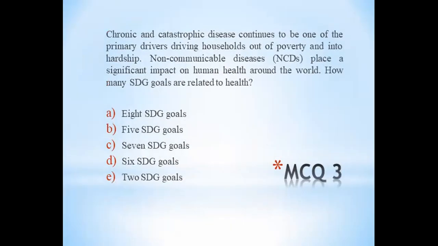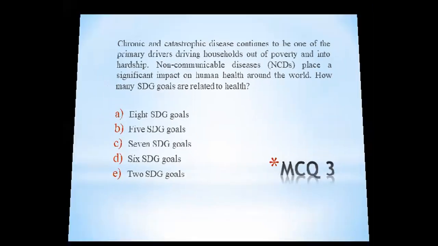MCQ 3. Chronic and catastrophic disease continues to be one of the primary drivers pushing households out of poverty and into hardship. Non-communicable diseases have a significant impact on human health around the world. How many SDG goals are related to health? 8 SDG goals, 5 SDG goals, 7, 6 SDG goals, or 2 SDG goals? The total is 17 SDGs, and 6 SDGs are primarily associated with health-related sustainable development goals. Therefore, D is the correct answer: 6.